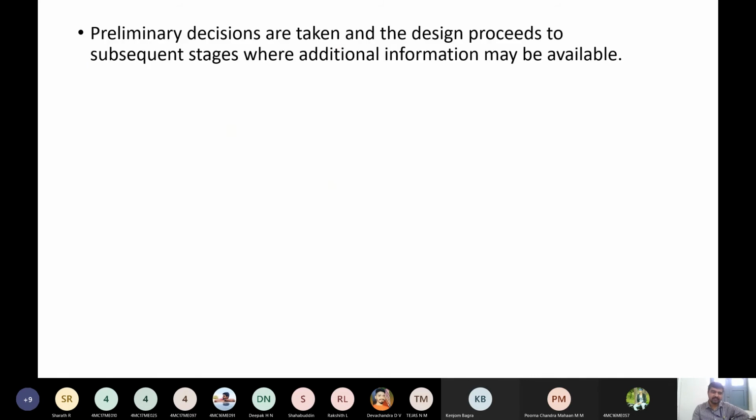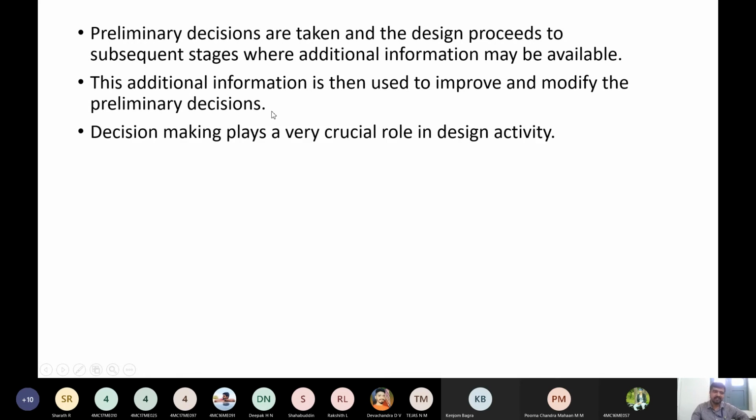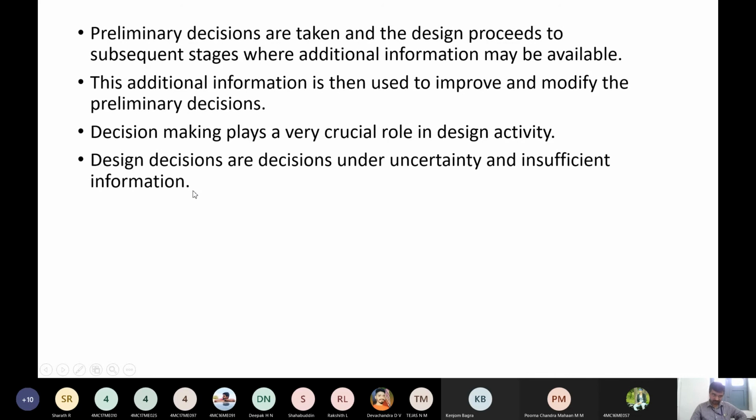So next, as we discussed, preliminary decisions are taken and the decision proceeds to subsequent stages where additional information may be available. This additional information is then used to improve and modify the preliminary decisions. Decision making plays a very crucial role in design activity. Again, at times you have to make decisions under uncertainty, and again consequences are severe in some cases. Design decisions are decisions under uncertainty and insufficient information.